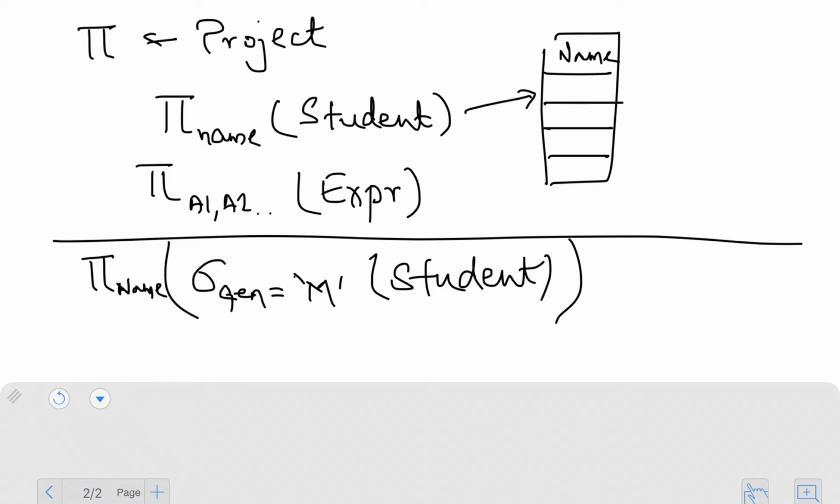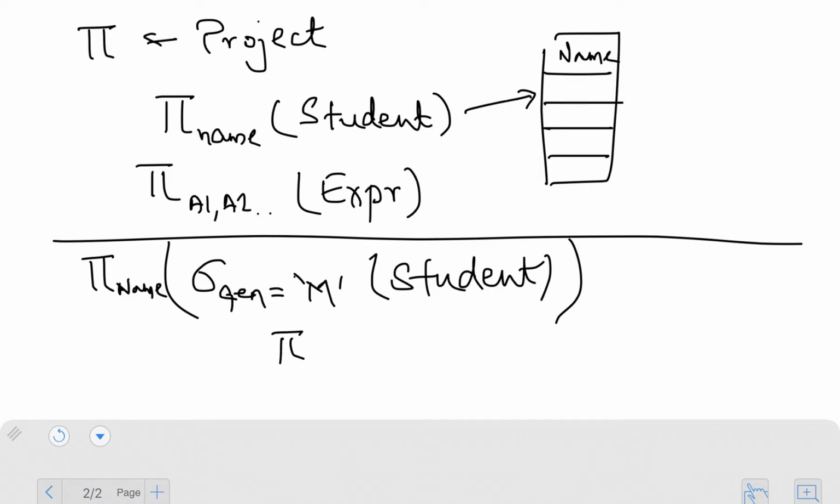So this is how we can write it. And it's actually a much better idea to write it this way, because if we flip the order of the select and project, it won't make too much sense. Let's quickly just look at why it won't make sense.